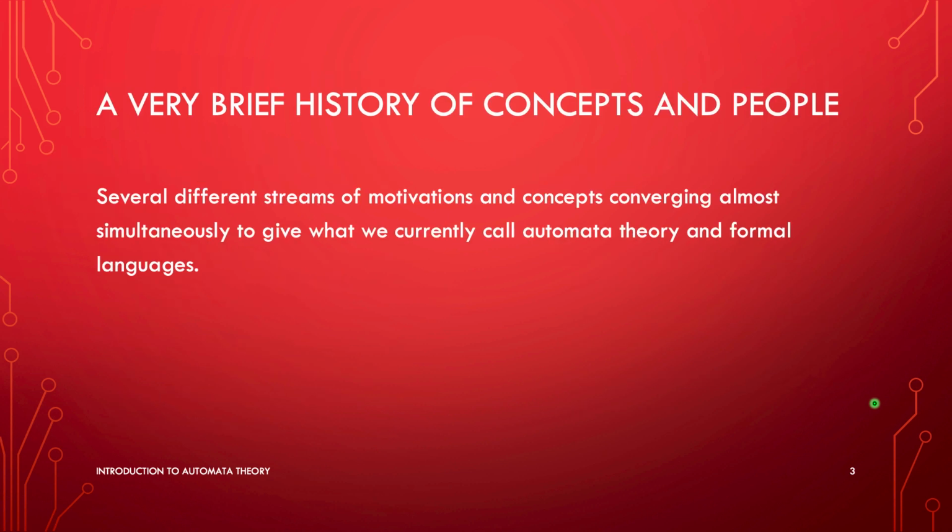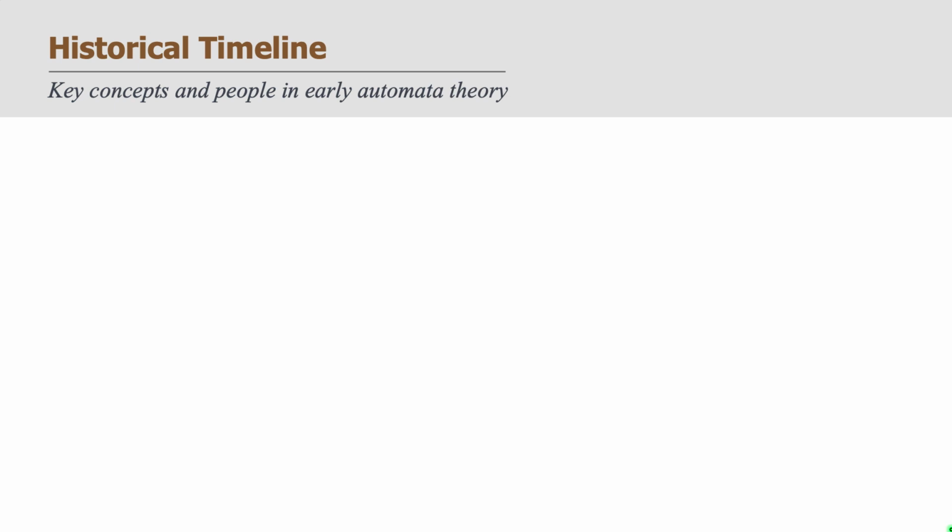And I want to start with a very brief history of concepts and people important in automata theory. The point I want to make is that automata theory as we know it came as a result of several different streams of motivations and concepts converging almost simultaneously to give what we currently call automata theory and formal languages. The roots of automata theory are traced back to the 1930s and 1940s, when there was a strong need to understand the concept of computation to be able to develop computing machines.